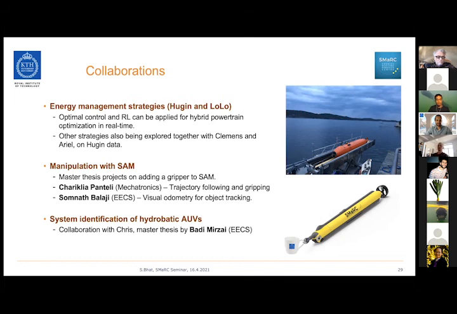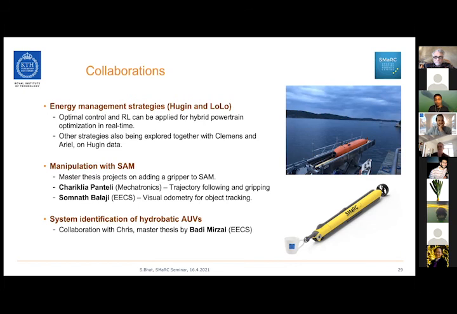And the other thing is for manipulation. So if you see this little animation here, we want to add a gripper on the nose of Sam, and using these really tight maneuvering techniques to aim Sam at an object and maybe grip it. So there are two master thesis students, Shariklia and Somnath, who are working on this. Shariklia will work more on the control and the gripping part of things, and Somnath will work more on the localization and object tracking with visual odometry.